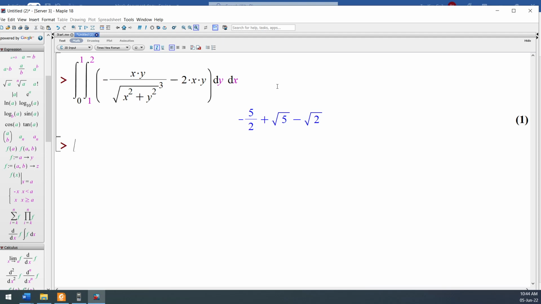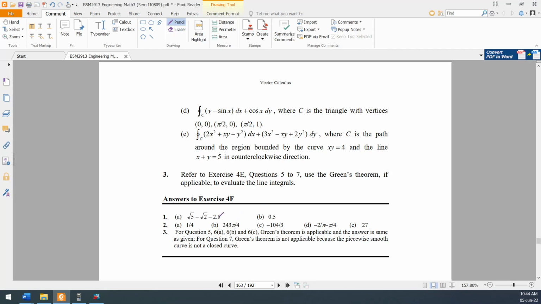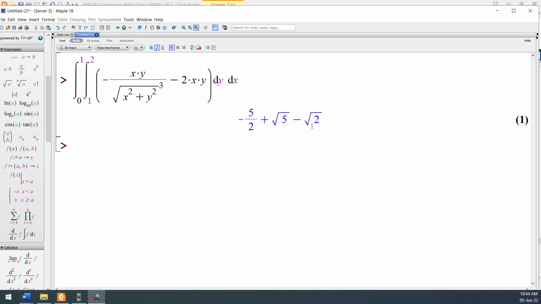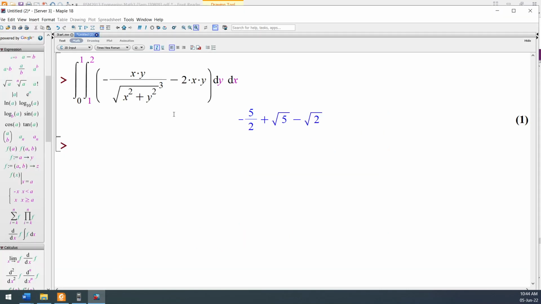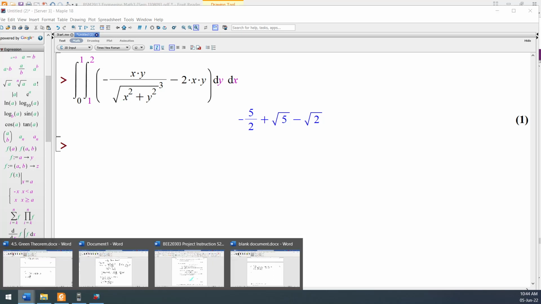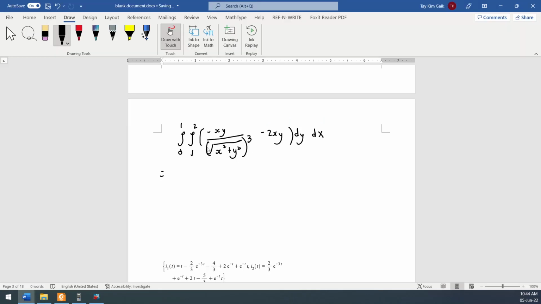This is the answer: negative 2.5 minus 2.5 plus root 5 minus root 2 plus root 5 minus root 2. Okay, this is directly using Maple. If you want to do it manually, later I will stop the video and find a way. It's a bit difficult: integrating with respect to y, x constant, is quite difficult to do manually for this one.